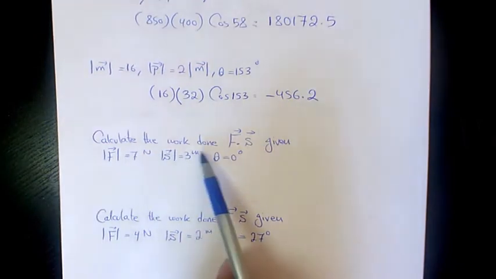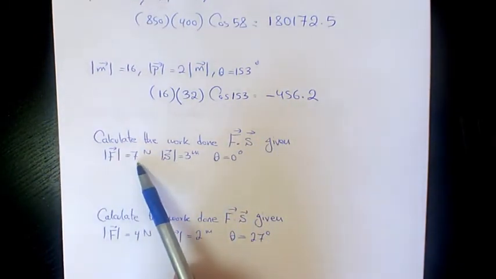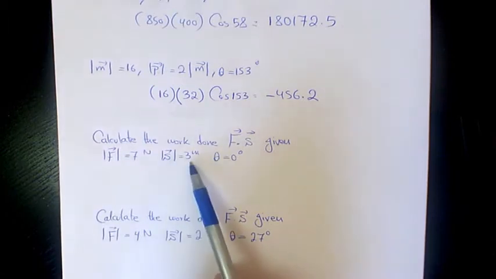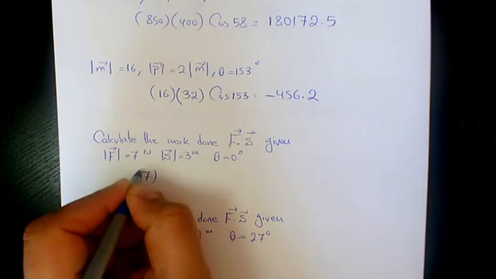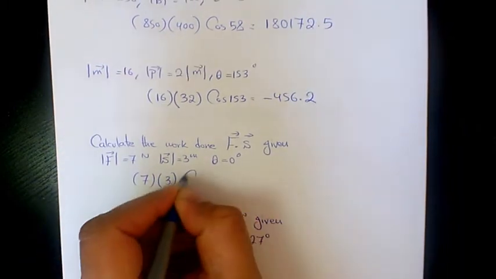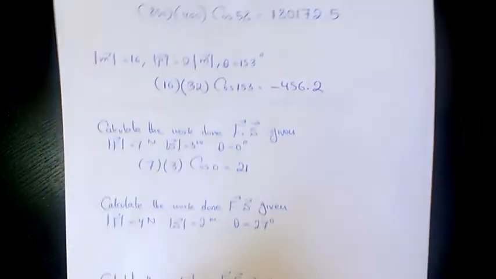Next one, calculate the work done, F dot S, given the magnitude of F is 7, the magnitude of S is 3, and the angle in between is 0. So it's going to be 7 times 3 times cosine 0. It's going to be 21.